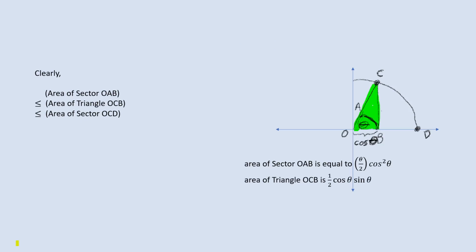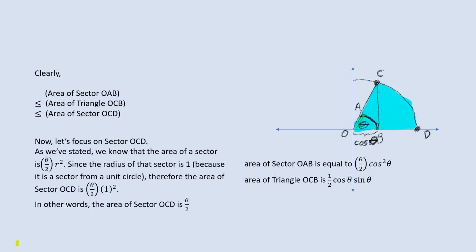Okay, so what we've just shown, since the area of sector OAB must be less than or equal to the area of triangle OCB, therefore theta over 2 times cos squared theta must be less than or equal to 1/2 cos theta sine theta. All right, interesting. Now we'll keep on going.